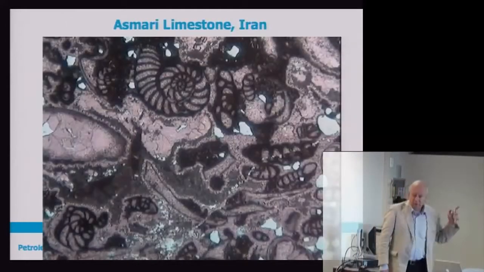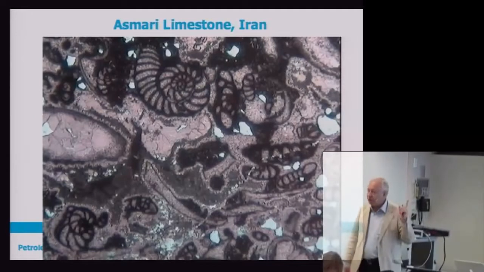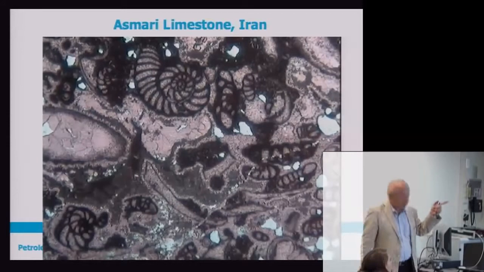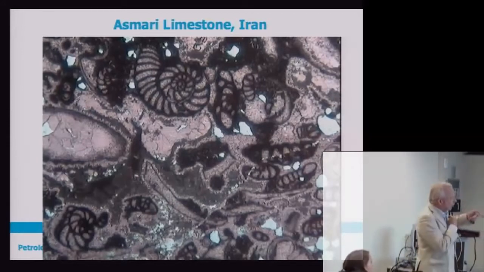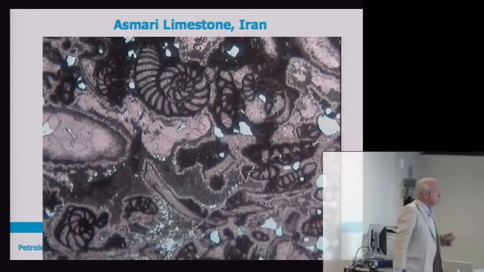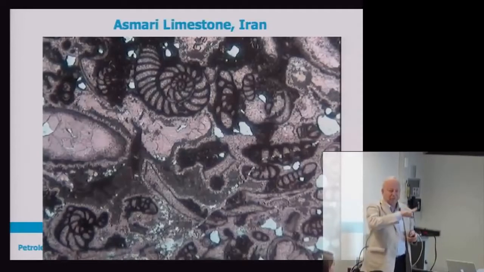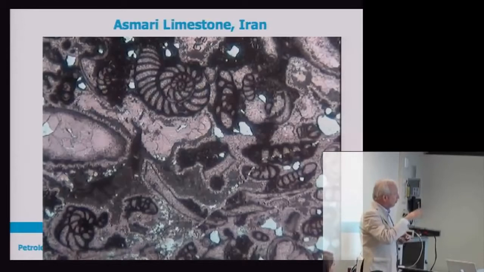This is a thin section from the most famous reservoir formation in Iran, and it's from the Asmari limestone. It's a Miocene limestone. And wells here produce between 20 and 100,000 barrels of oil a day. So there must be a lot of porosity, right? Do you see the porosity here? No? Well, you have to watch very carefully.